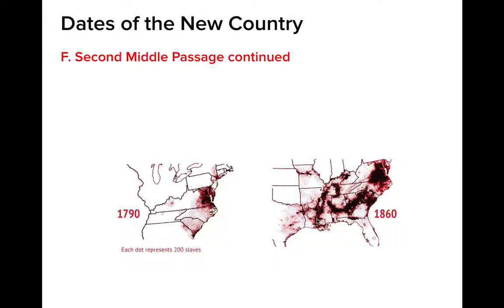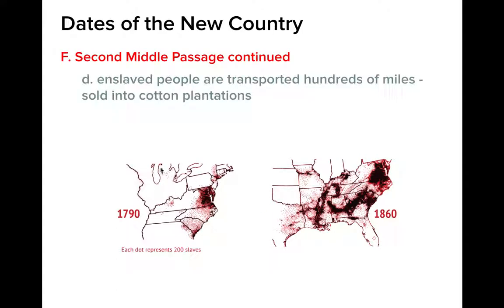So, Second Middle Passage continued. D, enslaved people are transported hundreds of miles and sold into cotton plantations. They're being forcibly removed from the coastal South and brought into the Deep South and sold, and that tears families apart. So families are split apart in the process.